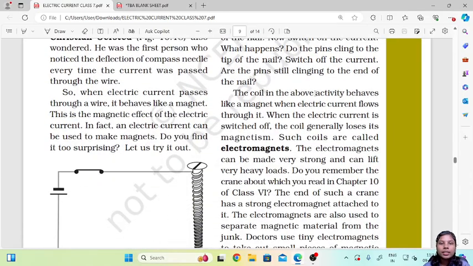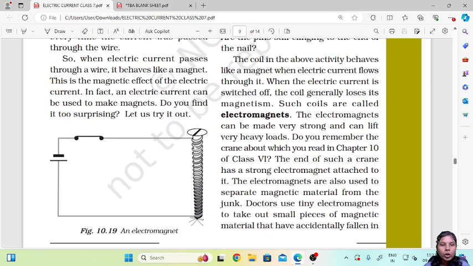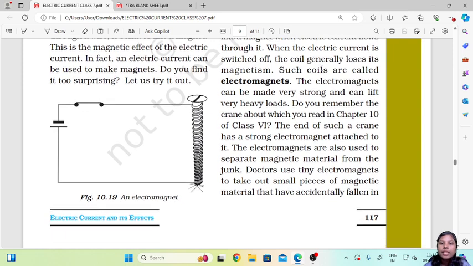So the coil in the above activity behaves like a magnet when electric current flows through it. When electric current is switched off, the coil generally loses its magnetism. This coil they are talking about, this nail is wrapped up with wires which forms this coil. When electric current is passed, these pins get attracted towards this coil. That is when it acts as a magnet. The minute the power is switched off or the current is taken off, these pins lose their magnetism. Such coils are called electromagnets.